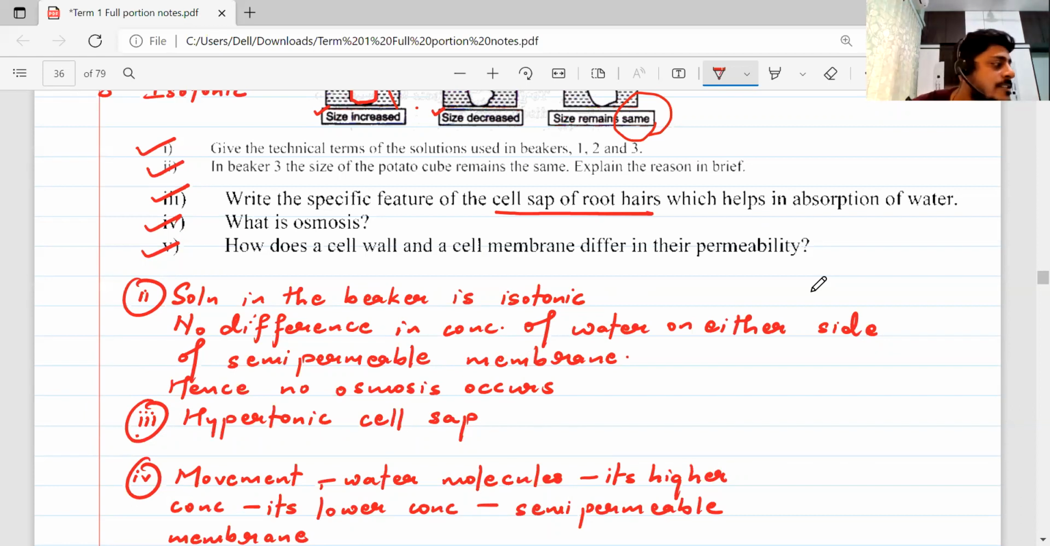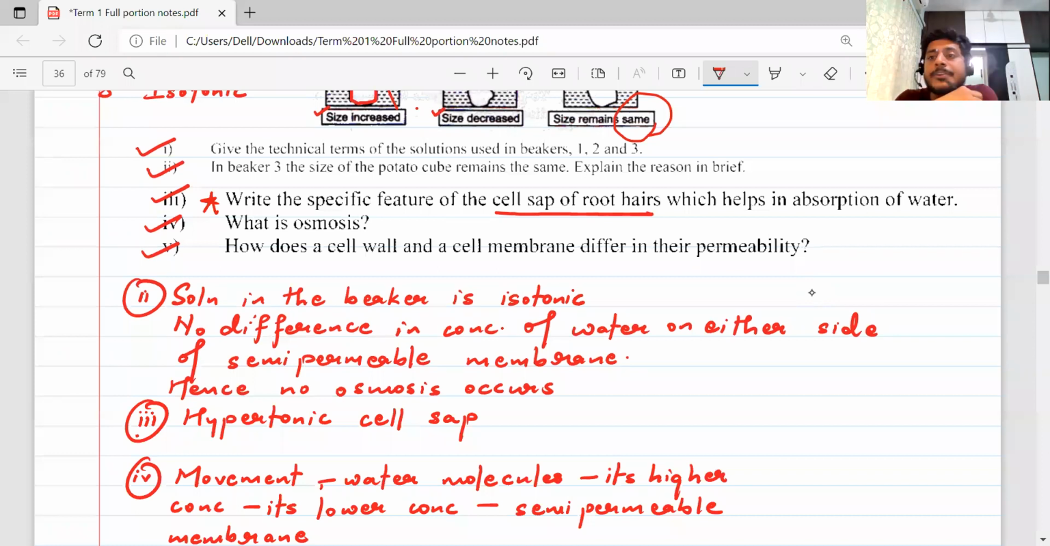So the root actually concentrates. What does the root do? The root basically concentrates minerals inside. So when the root concentrates the minerals inside, the root becomes hypertonic, or the cell sap of the root hair becomes hypertonic. This is also a board question. Cell sap of root hair is hypertonic.